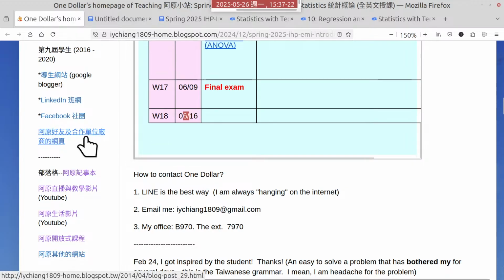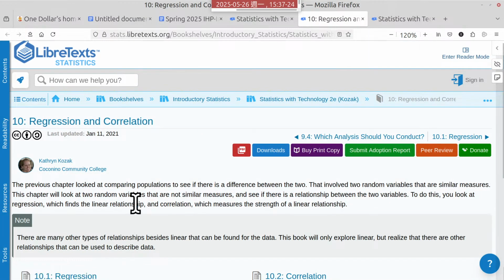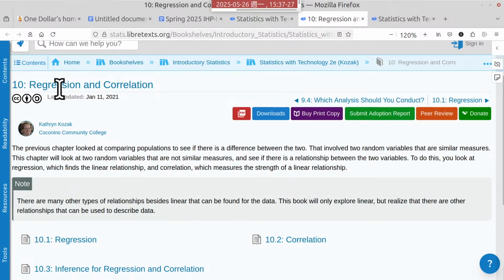Okay, before I start, today we will discuss the regression and correlation. Before I start, just a reminder.